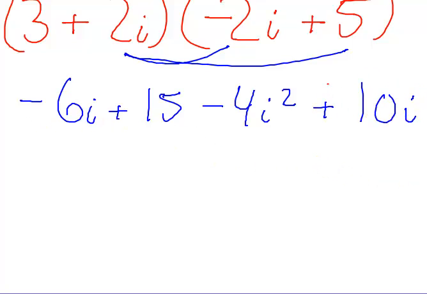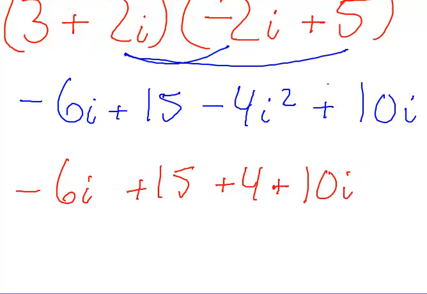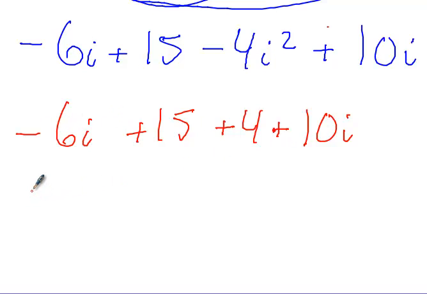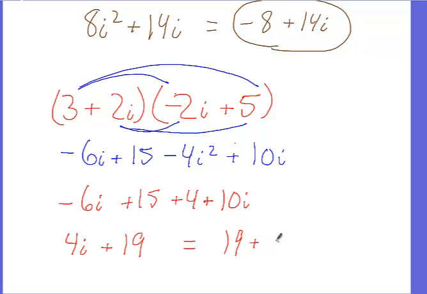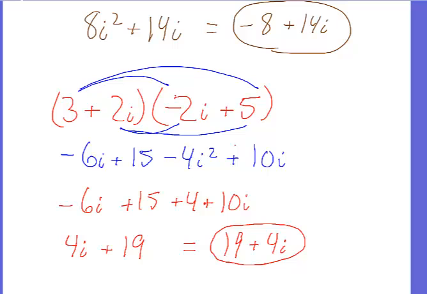All right. Again, we must simplify this, though. -6i stays -6i. 15 stays 15. -4i squared becomes plus 4. And then 10i stays 10i. Now we got to combine like terms. Right? We know that -6i plus 10i is 4i. 15 plus 4 is 19. The only thing we notice here is that when you write a complex number in its final solution, you must put the real part first. So the 19 has to come first, and then plus 4i. All right, so it's 19 plus 4i. Any question on this? Let me know.